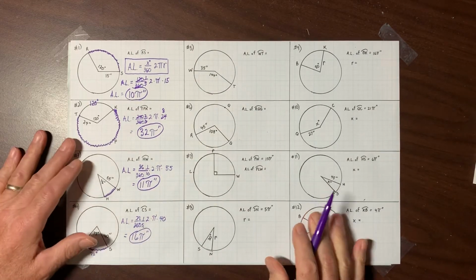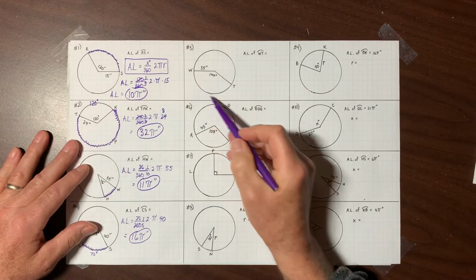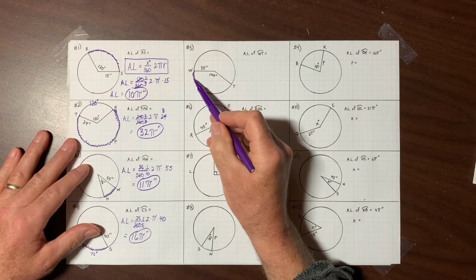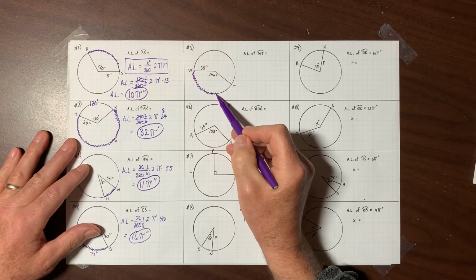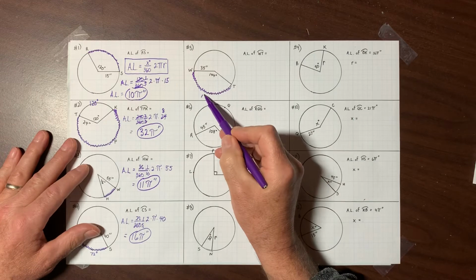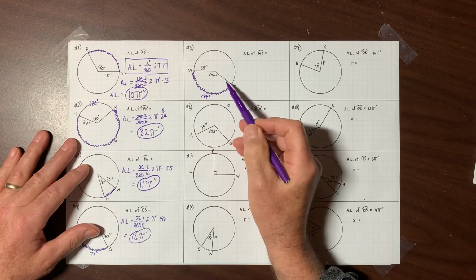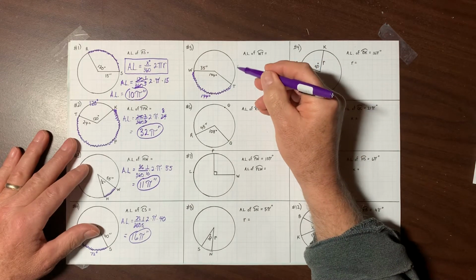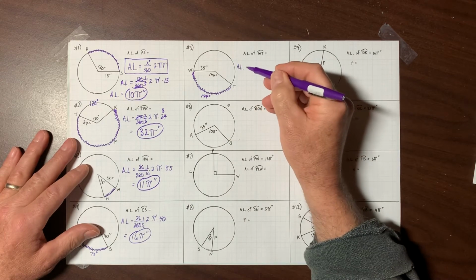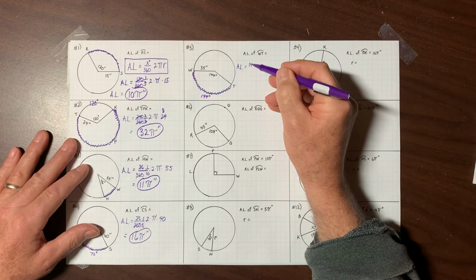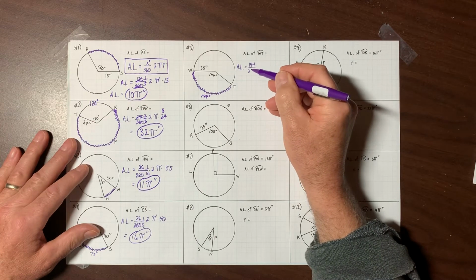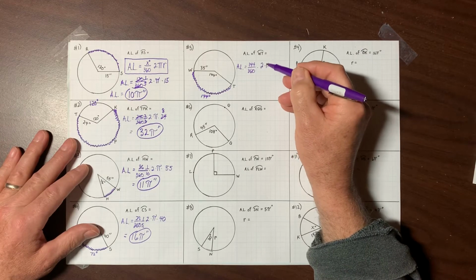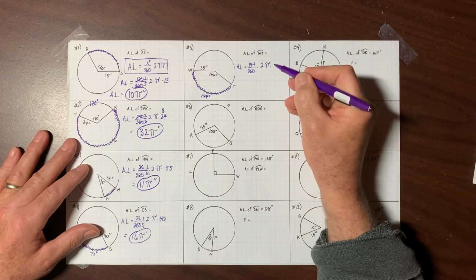Problem number 5, we're trying to find the arc length of WT. The central angle that intercepts arc WT has a degree measure of 144. So the arc would also be 144. So the fractional part of the circumference that arc is would be 144 out of 360 times the circumference, which would be 2 times pi times a radius of 35.